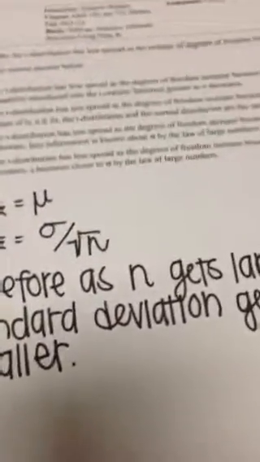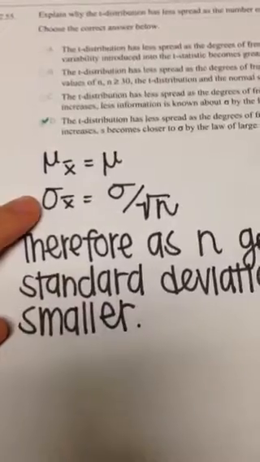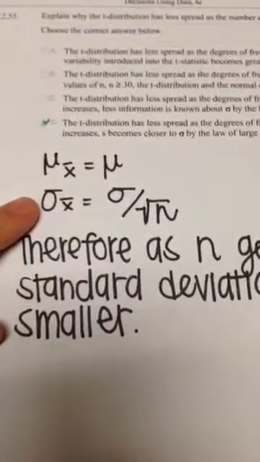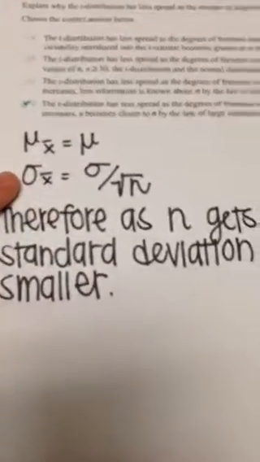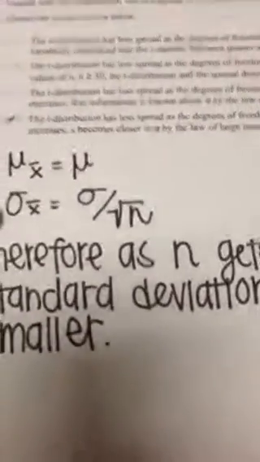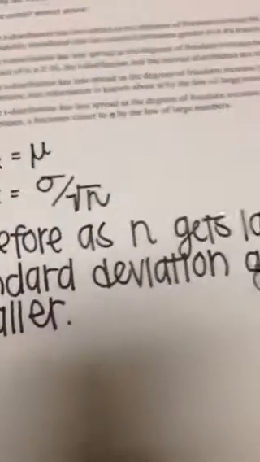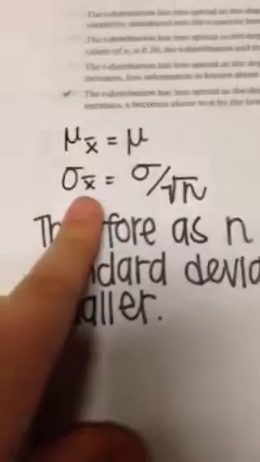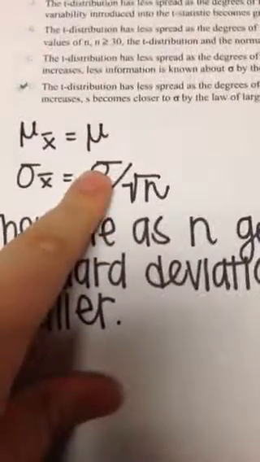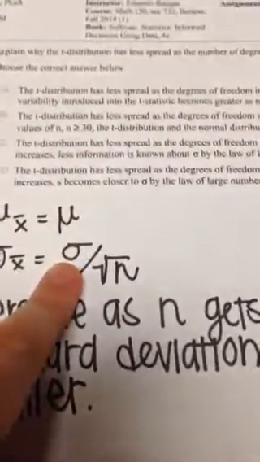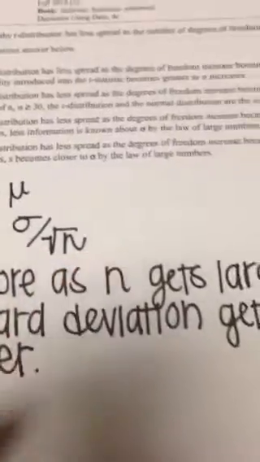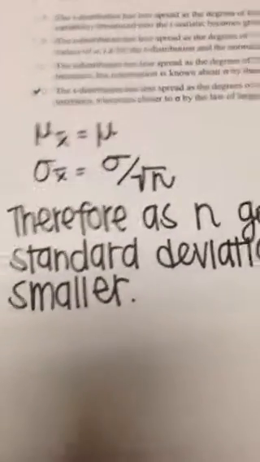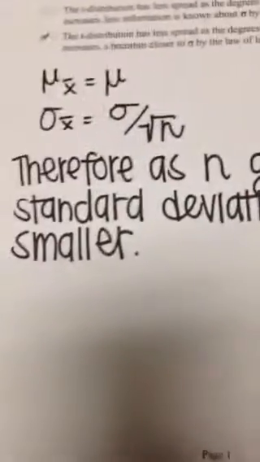So the way you find the standard deviation of the population when you only have the standard deviation of a sample for a t-distribution is it is equal to the standard deviation over the square root of n. So therefore, as n gets larger, the standard deviation gets smaller.